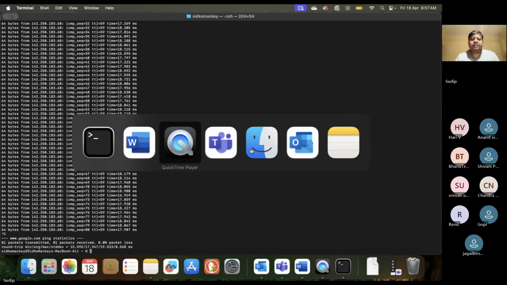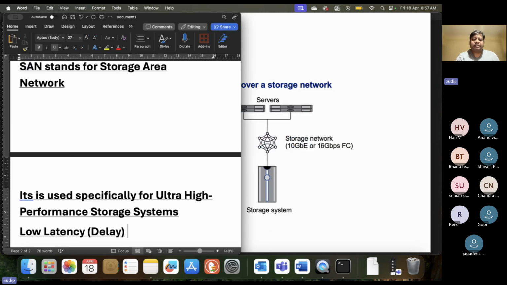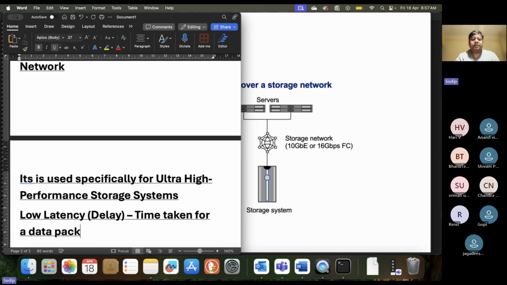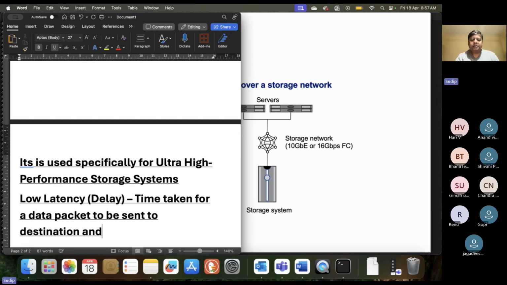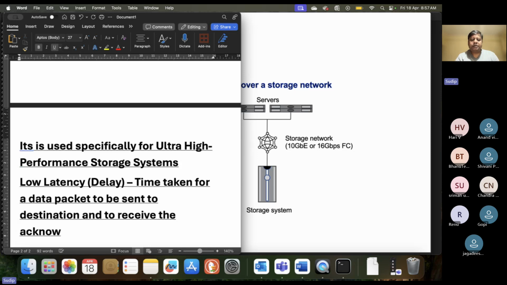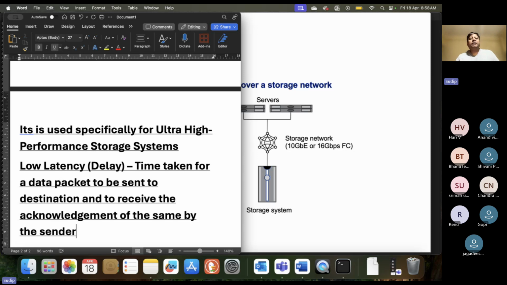Okay, this delay is called latency. It is the time taken for a data packet to be sent to the destination and to receive the acknowledgement of the same by the sender. So this round trip is called latency.